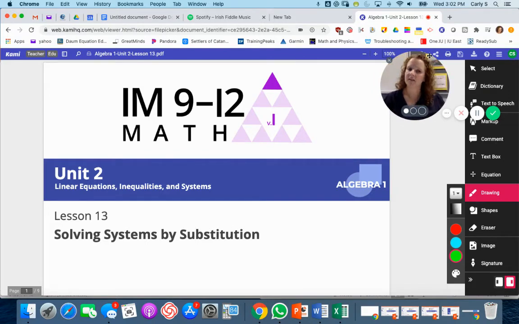We are in Unit 2 talking about systems of equations, which you remember are two or more equations. In previous lessons, we solved systems of equations by graphing, which is great, but not extremely efficient. Today, we're going to solve systems of equations by substitution, and then we're going to do elimination, okay? Systems of equations have lots of different ways to solve them, and they're all equally fun. Let's jump on in.